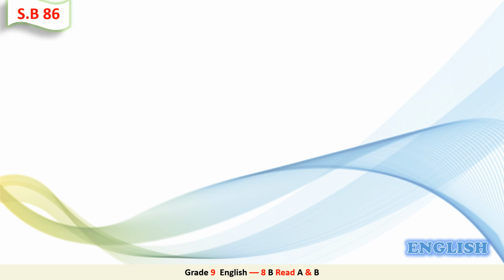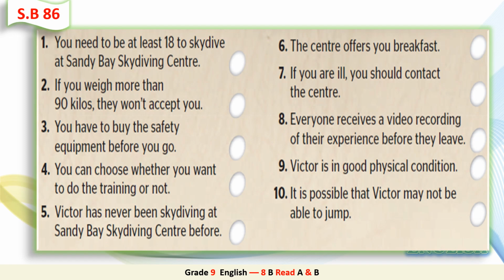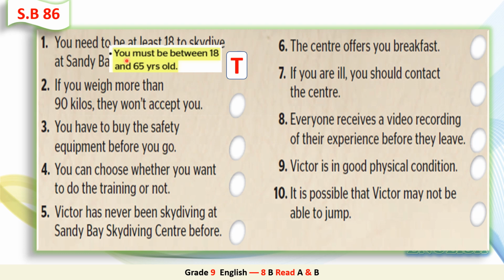Now let's answer the sentences together. Let's start with the first sentence. It says you need to be at least 18 to skydive at Sandy Bay Skydiving Center. What do you think? Is this sentence true? Is this sentence false? Yes? What do you think? Great! It's true. Why? Do you know why? Very good. Because it says you must be between 18 and 65 years old. So this sentence is true because it says you need to be at least 18.